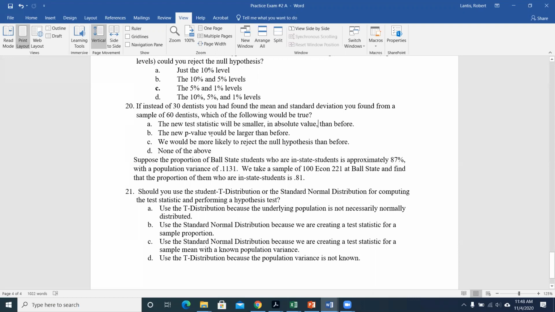The p-value would be larger. We said that's not true. The p-value is going to be smaller. But we did say we would be more likely to reject the null. So here the answer would be C. Okay? Any questions on that?